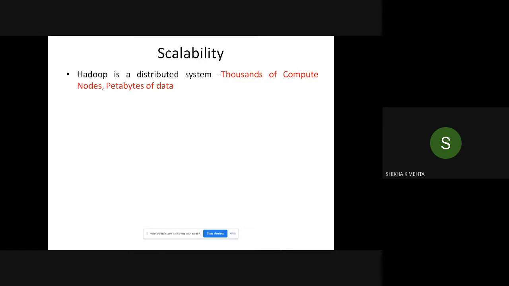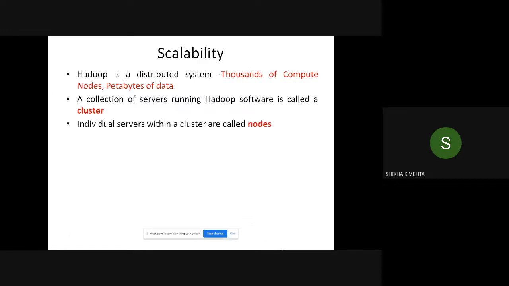As the size of the data increases, we can add more and more nodes to that cluster, or we can increase the number of clusters, and we can handle petabytes of data. A collection of servers running Hadoop software is called a cluster, and each individual server within a cluster is called a node. Typically these are standard rack mount servers running on Linux.